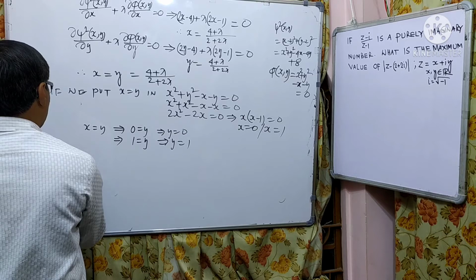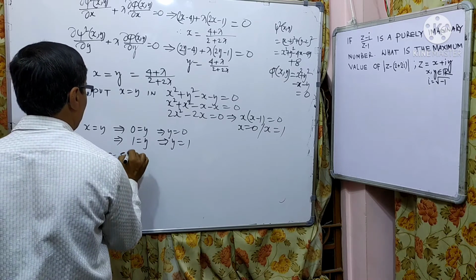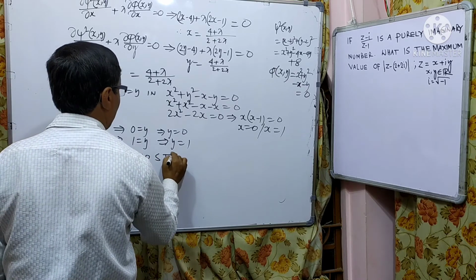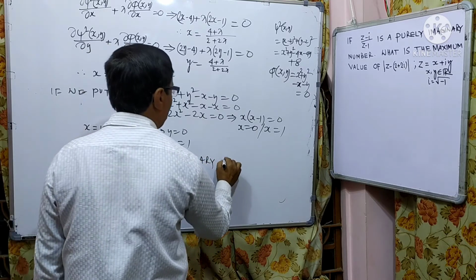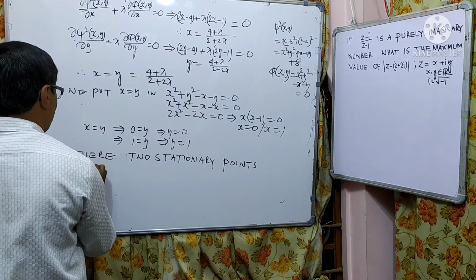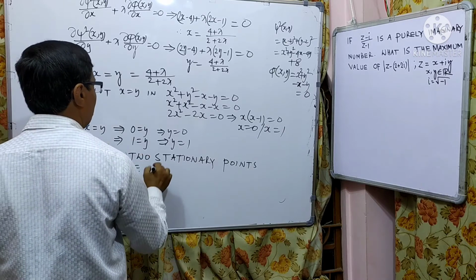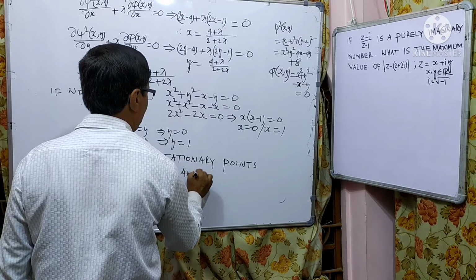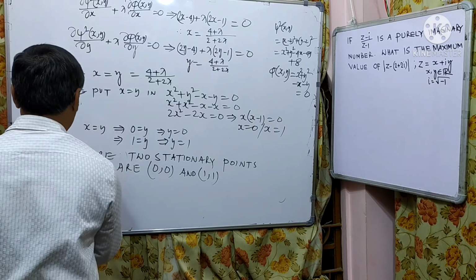So there are two stationary points, which are 0, 0 and 1, 1. This is for the confirmation of maximum value.